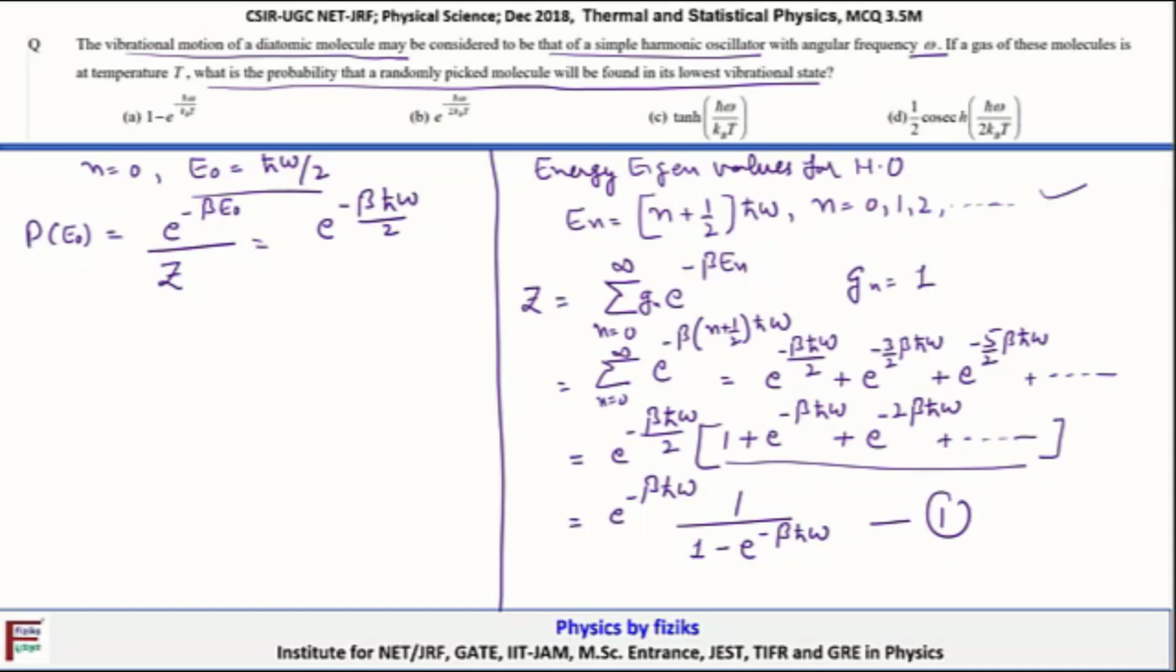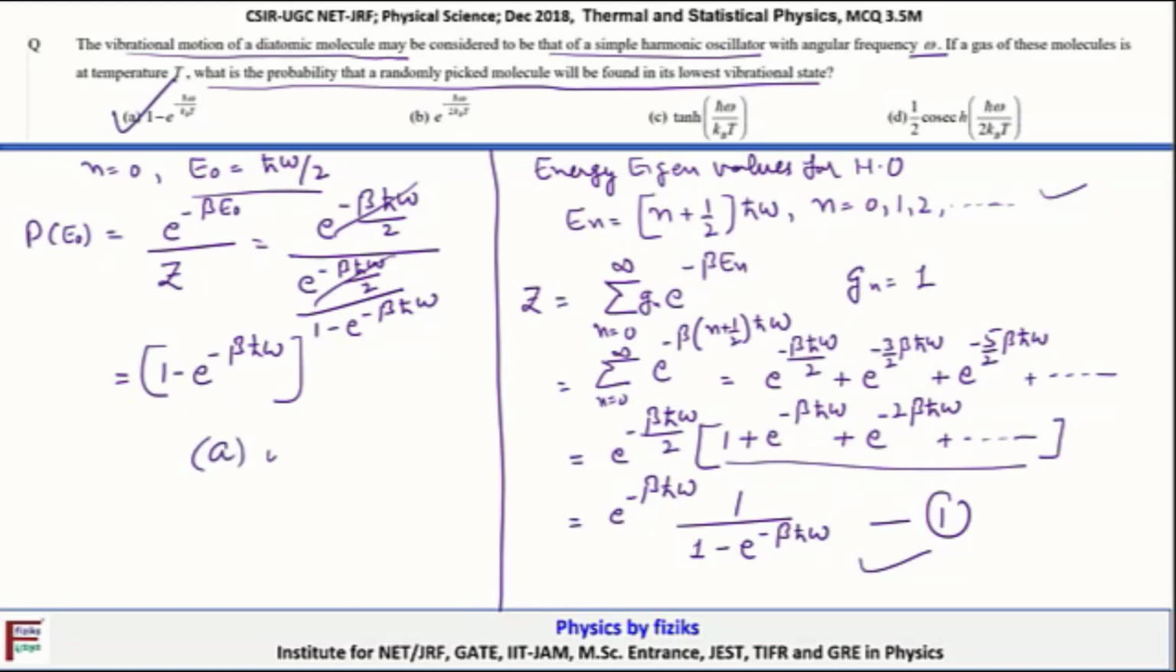This is exponential minus beta h cut omega by 2, the value of E0, divided by the partition function, the expression we just obtained in equation 1. So this is equal to exponential minus beta h cut omega by 2 divided by exponential minus beta h cut omega by 2 upon 1 minus exponential minus beta h cut omega, and we see that these two terms cancel with each other. So the required expression for the probability is 1 minus exponential minus beta h cut omega. That is our answer here. Let's see which option matches. It is option A, 1 minus exponential minus beta h cut omega. So A is the correct option.